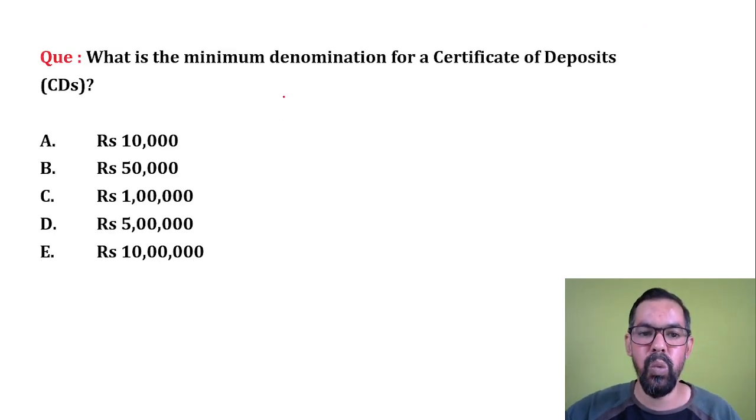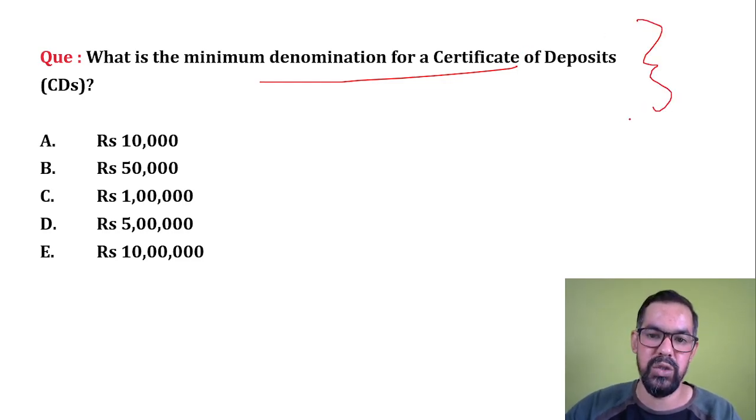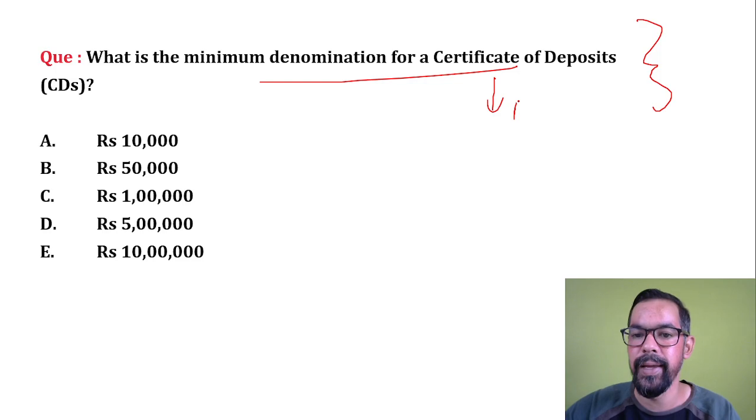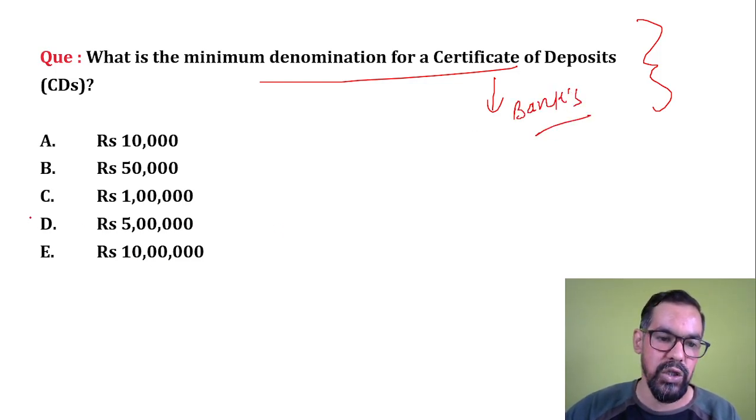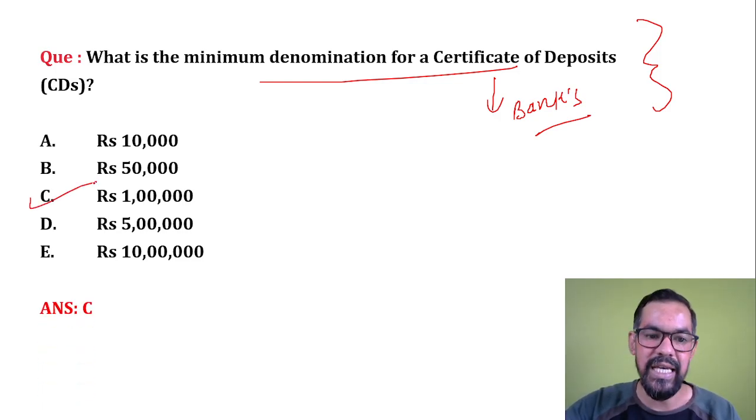Next one, what is the minimum denomination of CDs, certificate of deposit? So certificates of deposit are issued by banks and financial institutions. Okay, and these are generally issued in a denomination of rupees 1 lakh and multiples. So option C is the correct answer. So in case of CD, it is 1 lakh.